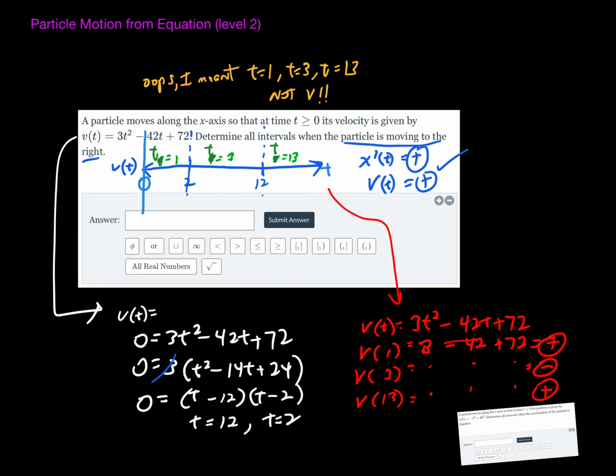So in that interval between 0 and 2, we generated a positive value. Between 2 and 12, we generated negative velocity values. And in this interval, 12 to infinity, we generated positive velocity values. We're looking for positive velocity values. There's our interval. The first one is between 0 and 2. And another way of writing it is uniting both of these. So that answer and this answer are both correct.